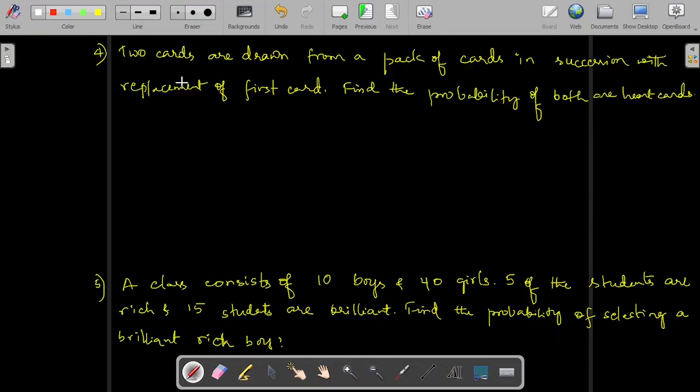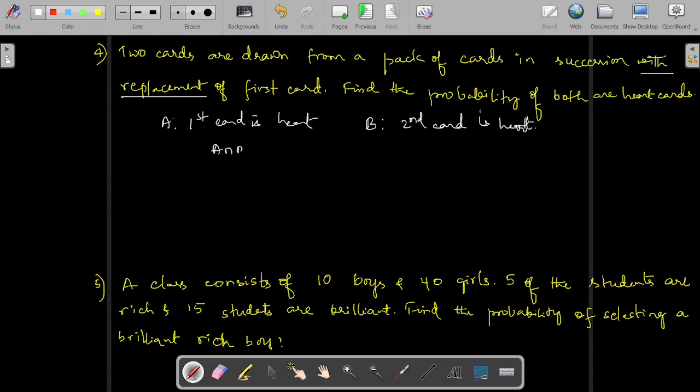Fourth problem. Two cards are drawn from a pack of cards in succession with the replacement of the first card. Find the probability that both are heart cards. So, event A is the first card is a heart card, and the second event B is the second card is a heart card. Now, what you have to find out is A intersection B, both cards being hearts. You have to find out its probability.